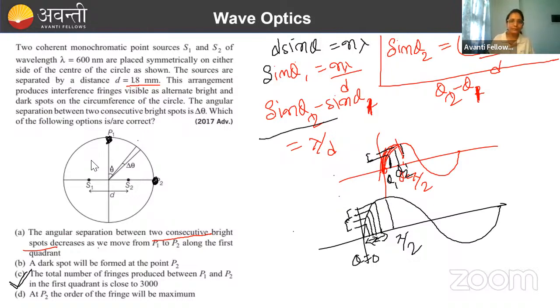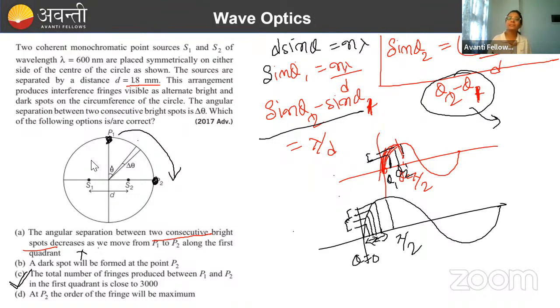So being a math student, you can understand it now. What will happen? Since sine theta 2 minus sine theta 1 is constant, but as theta changes from 0 degree, that is, as we traverse from P1 to P2, what is going to happen? That theta 2 minus theta 1 separation is going to increase. Done. So it's saying that it will decrease, so it's wrong. A dark spot will be formed at point P2.